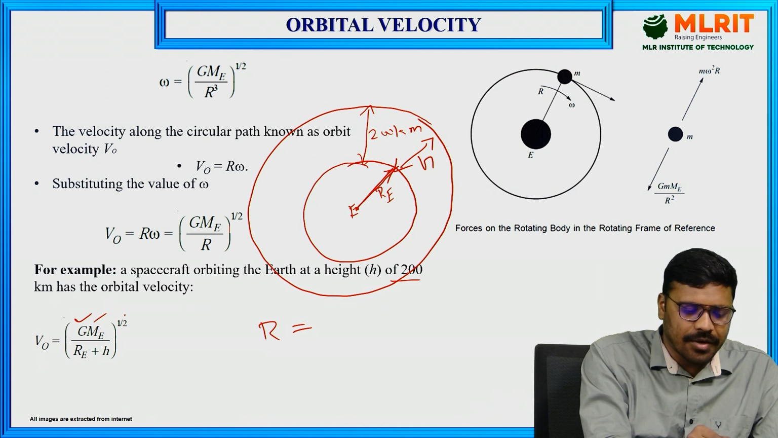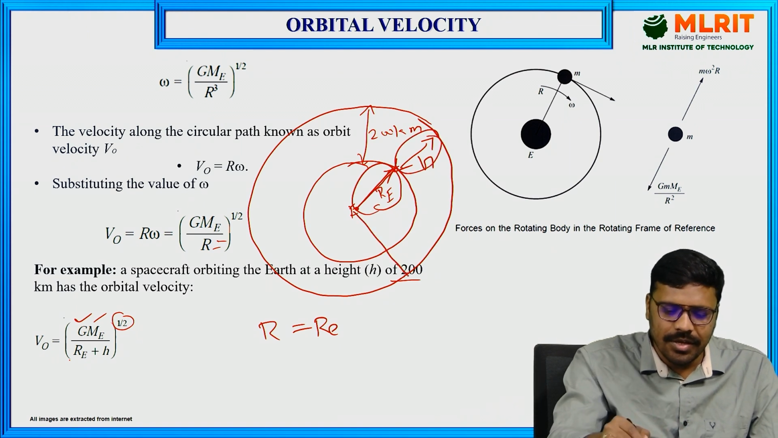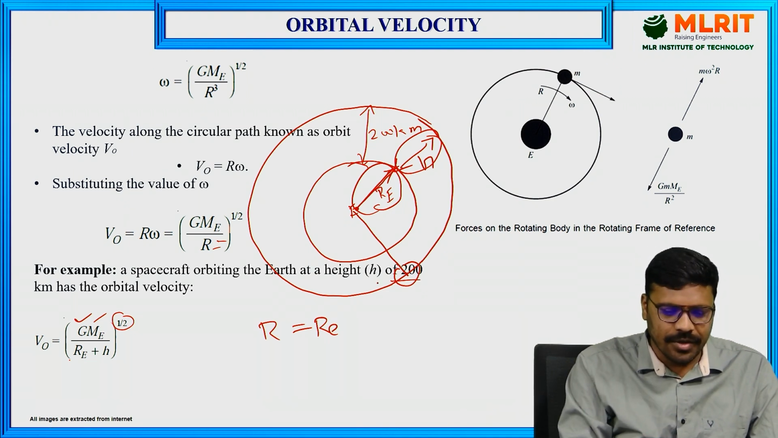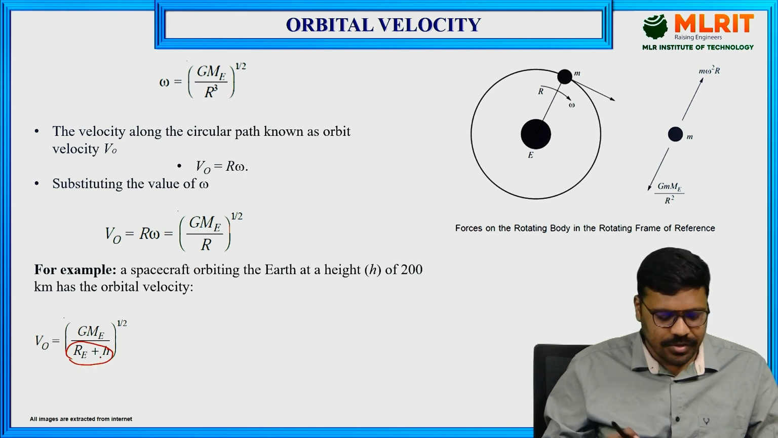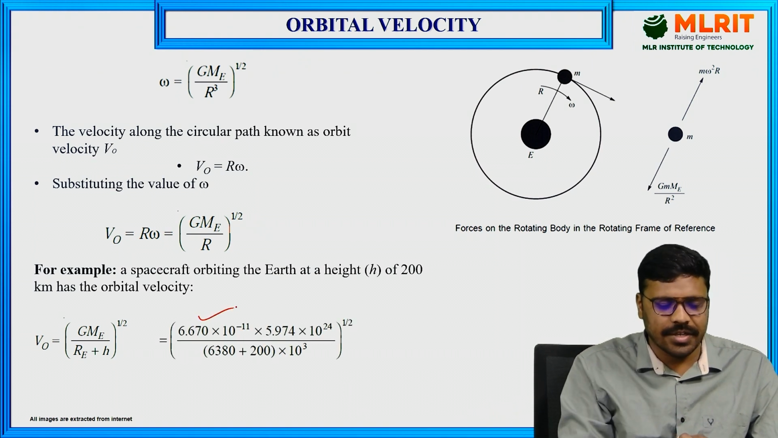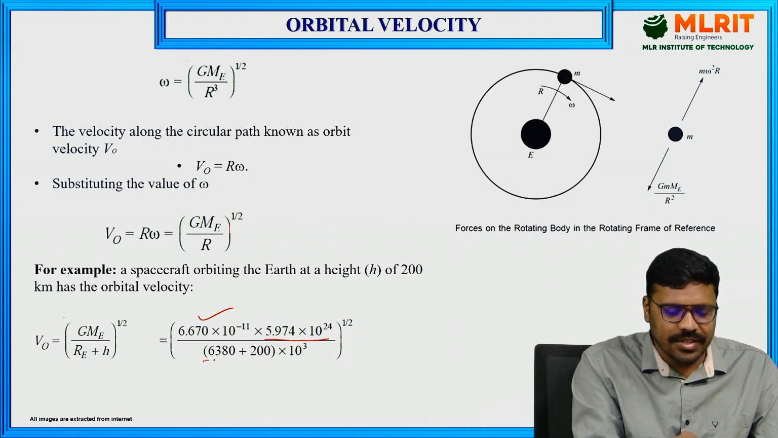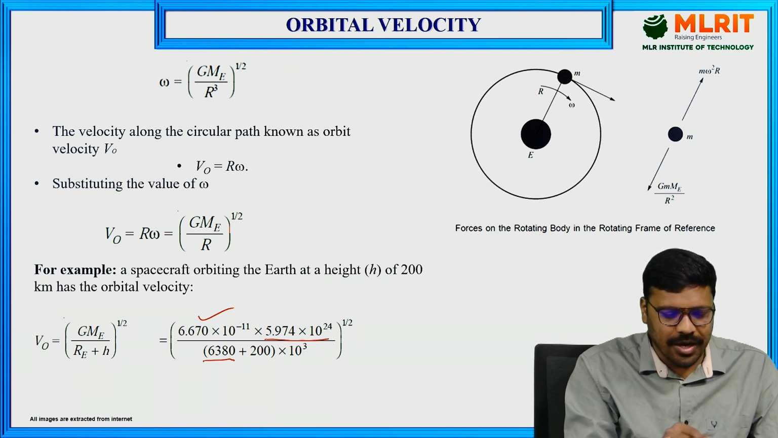Under root capital G Me by, in place of r, Re, the radius of the earth, plus the height of the object. This is nothing but the radius of the orbit. Here he has given the altitude of the orbit, so that's why we have to take r is equal to Re plus h, that is, the radius of the earth plus the height of the object. Substituting the values: capital G is 6.67 into 10 to the power of minus 11, the mass of the earth is 5.974 into 10 to the power of 24, the radius of the earth is 6380 kilometers, and the height of the object is 200 kilometers.